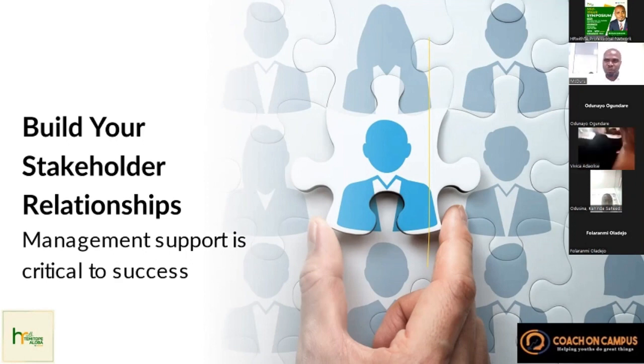Okay, amazing. So, we know who the stakeholders are now. Now, as an L&D professional, you have to build a working relationship with them, get their buy-in, get their support. It is very critical to the success of your strategy. Very, very critical to the success of your strategy.